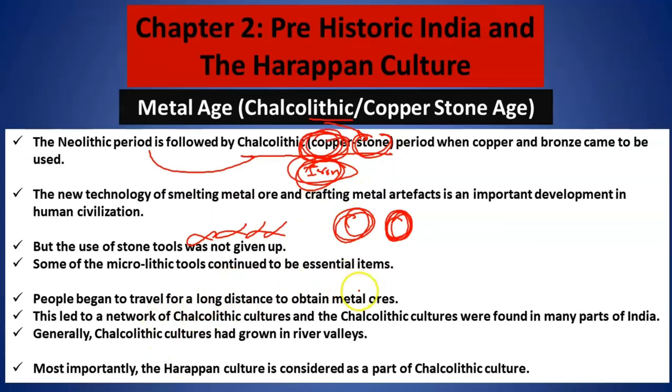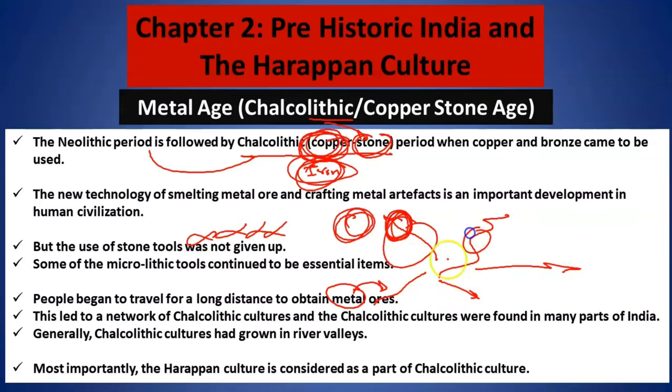Now, as they realized that they can obtain metal from their ores, the people started traveling to different parts in order to obtain metals. And hence, the network of this Chalcolithic culture expanded and people came to know about multiple other civilizations surviving in other parts of the world.